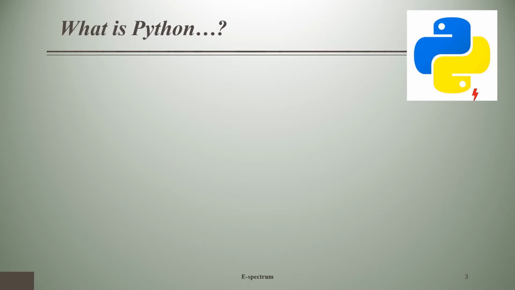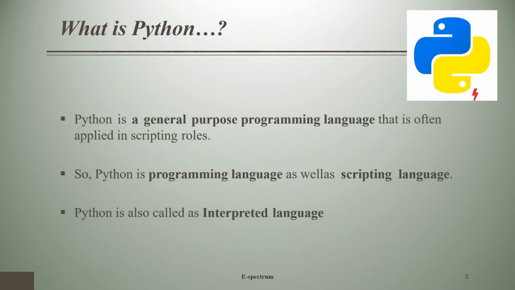Okay, so what is Python basically? It is a general purpose programming language that is often applied in scripting roles. So Python is a programming language as well as a scripting language. What is the difference between programming language and scripting language? That we will discuss immediately after this. Python is also called an interpreted language.